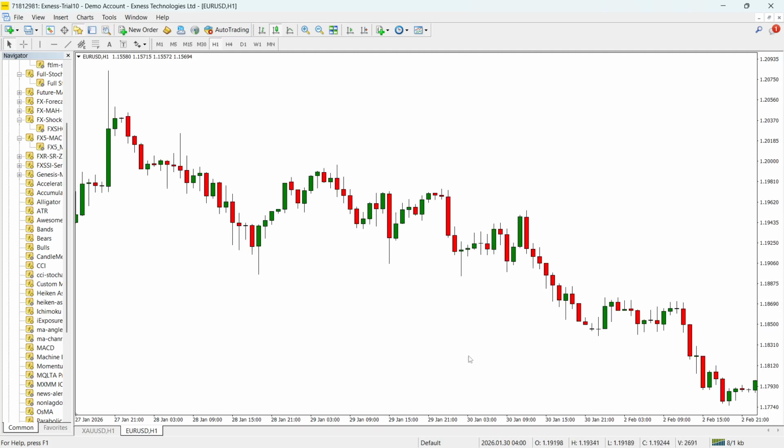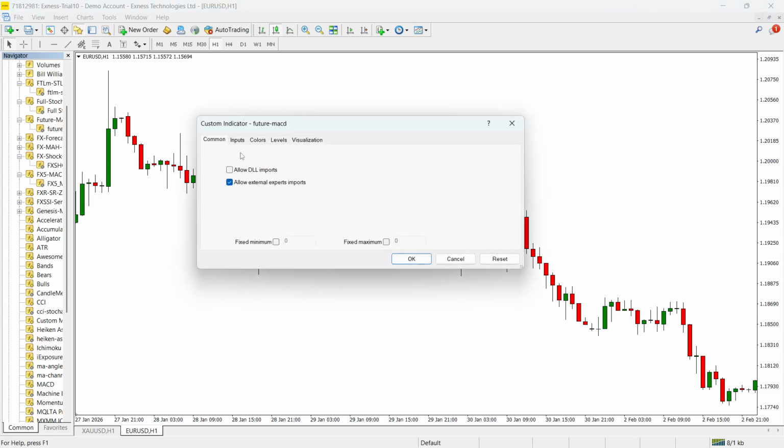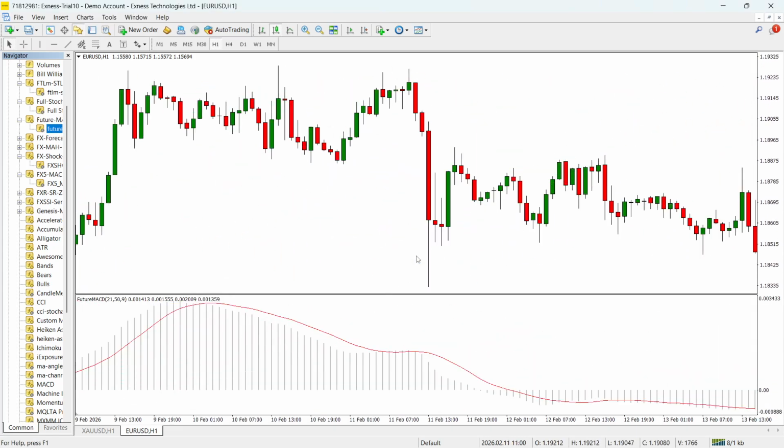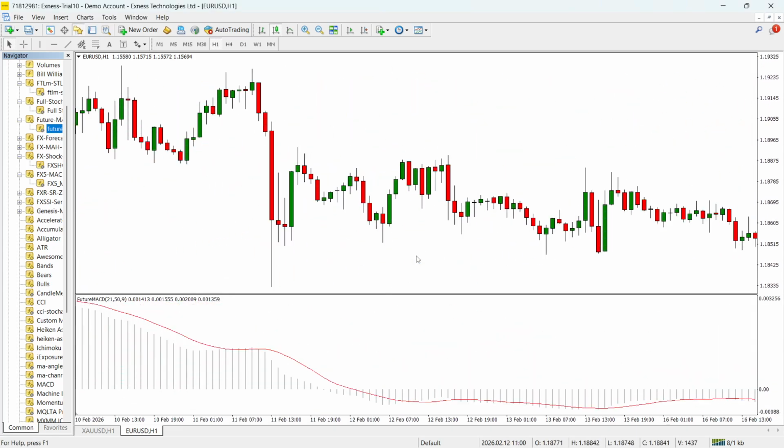At this point I'll load the indicator on the chart so you can see how it looks in real time. Alright, so I'll just check where I have it over here. Remember to allow DLL imports. And there we have it. The future MACD indicator plots visuals in a separate oscillator window beneath the main price chart.